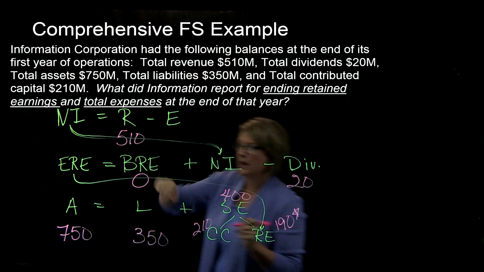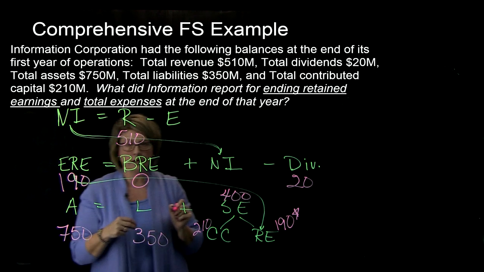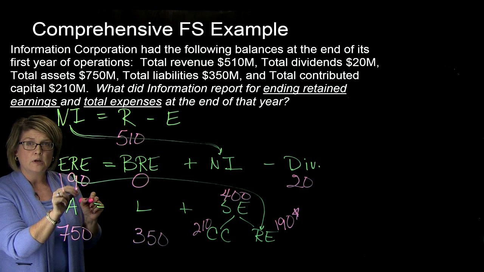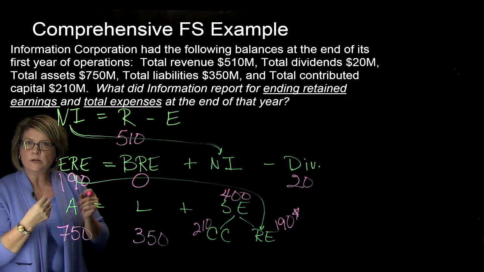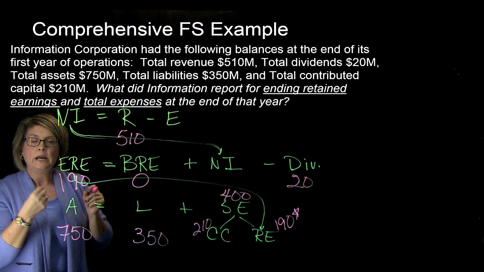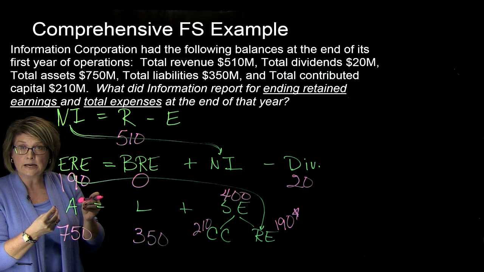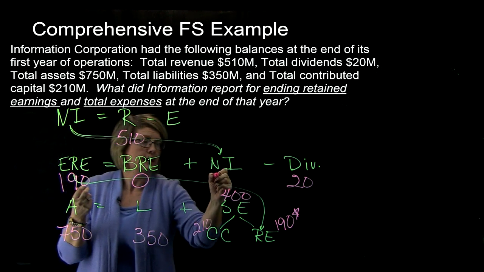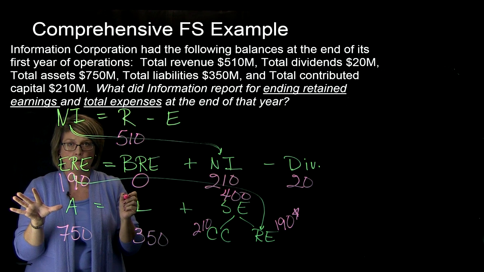I'm going to follow that arrow back up here. So that comes in here for ending retained earnings. My ending retained earnings is equal to beginning of 0 plus net income minus my dividends of 20. So how much did I have in income this year in order to remove 20 in dividends and still have 190 left in ending retained earnings? Well, that amount for net income must have been 210. I must have had 210 in net income.